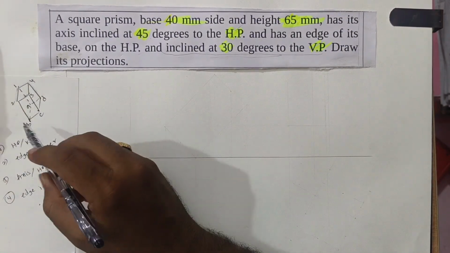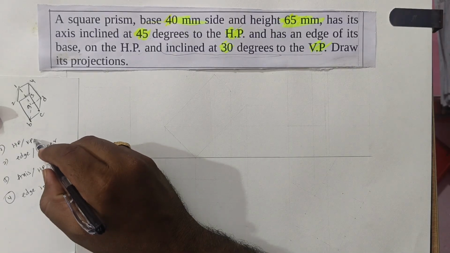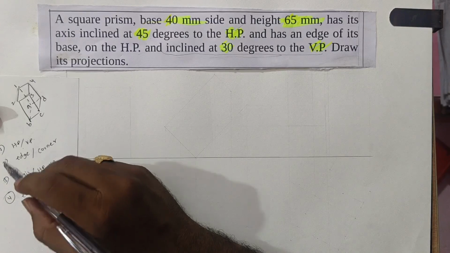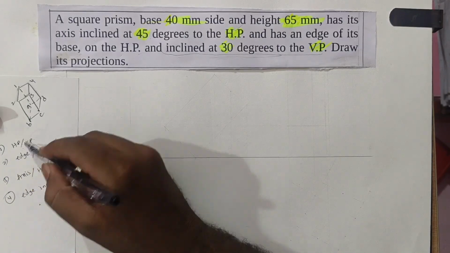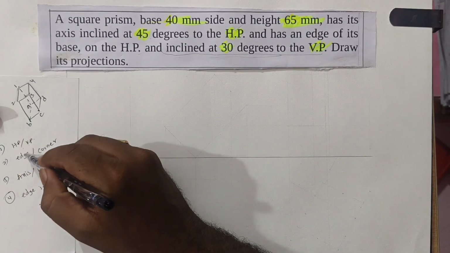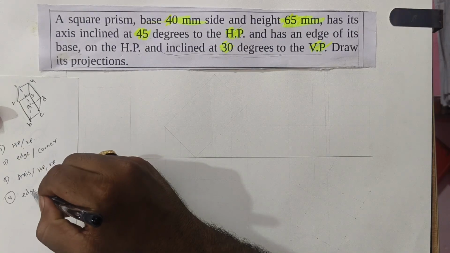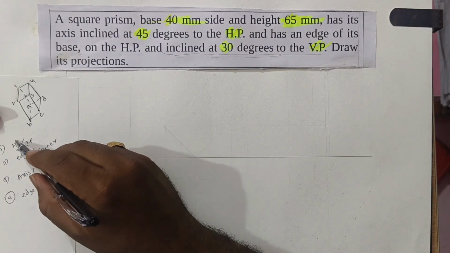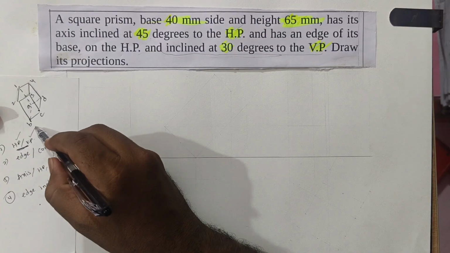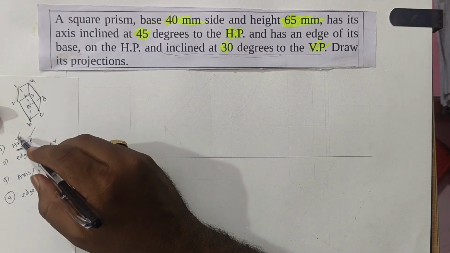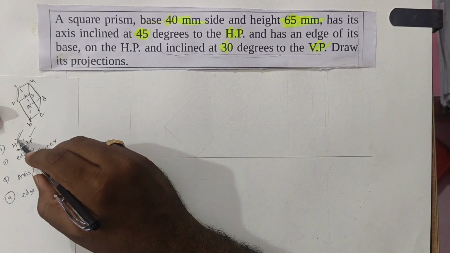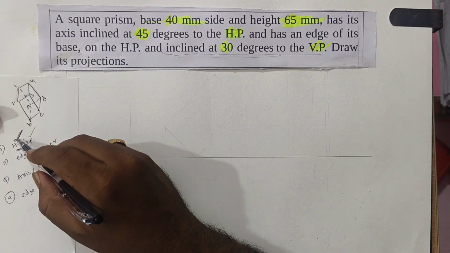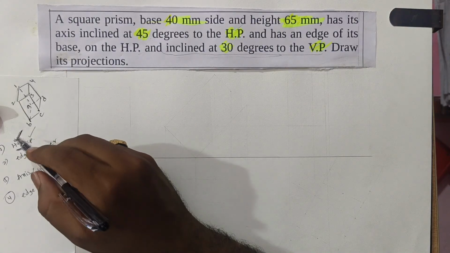So these are the various conditions we should identify from the question. These conditions are going to be implemented in various stages of the problem. First thing you need to check is whether the solid is resting on the horizontal plane or vertical plane. If it is resting on the horizontal plane, we can see the true shape from the top view.